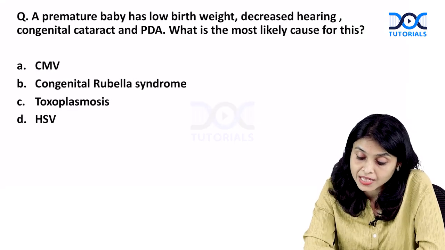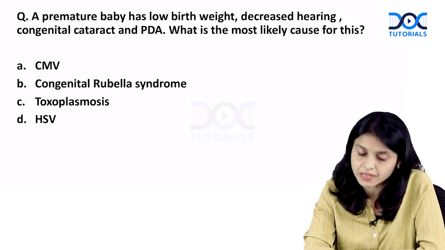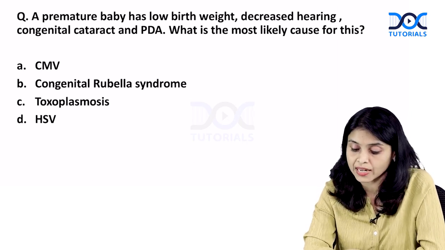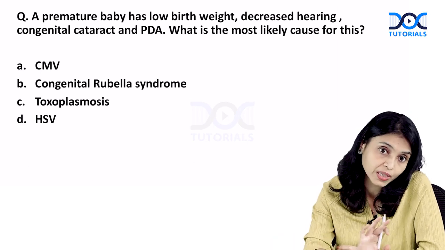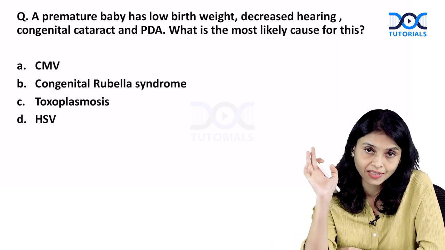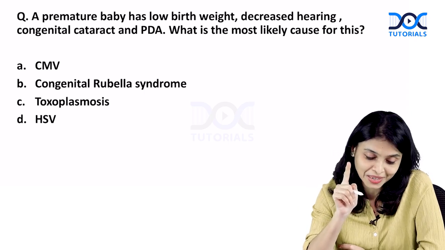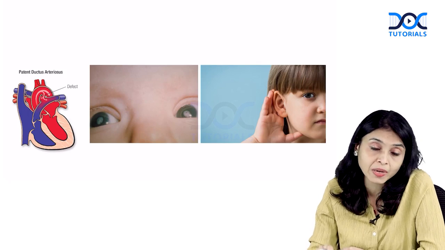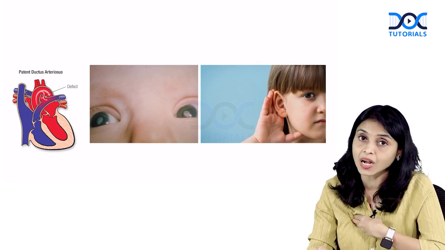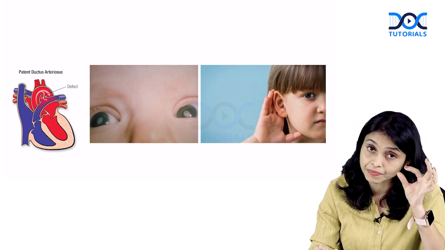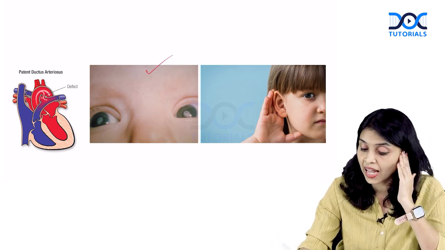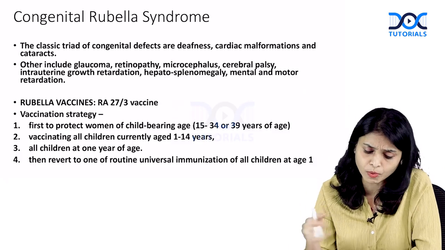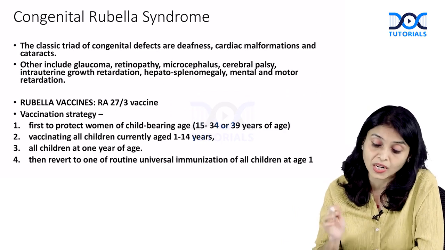A premature baby has low birth weight, decreased hearing, congenital cataract, and PDA. What is the most likely cause for this? Whenever you hear PDA, cataract, obviously that syndrome will come to your mind. Which one? Congenital rubella syndrome. In congenital rubella syndrome, the triad is cardiac defect, congenital cataract, and hearing loss. Let's see a few more MCQs from CRS, or congenital rubella syndrome.